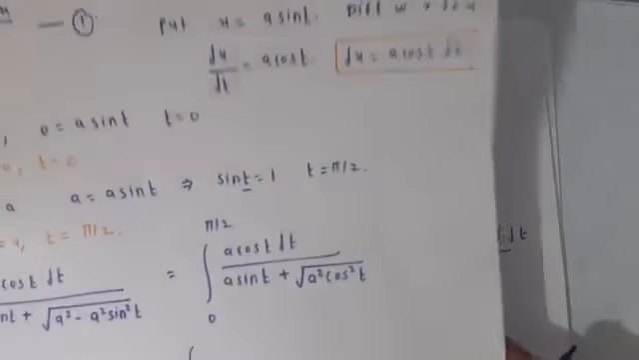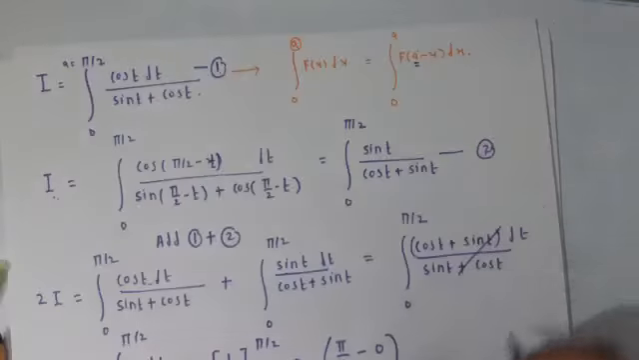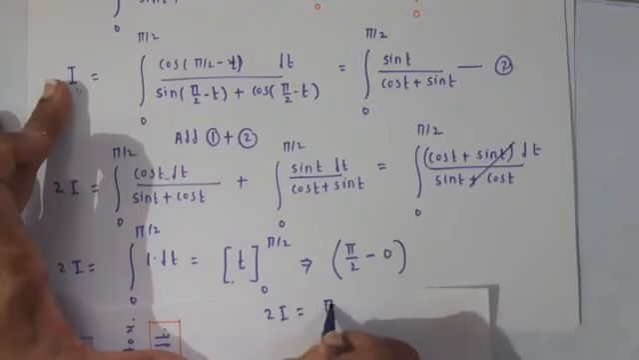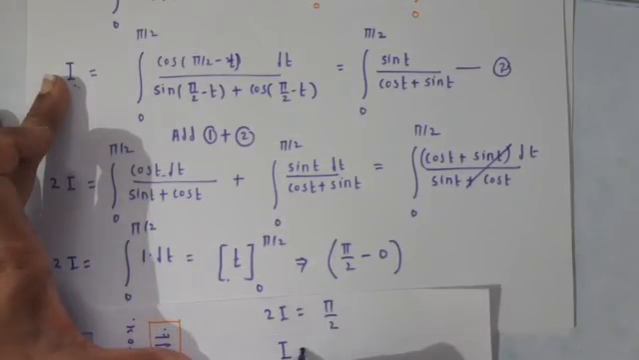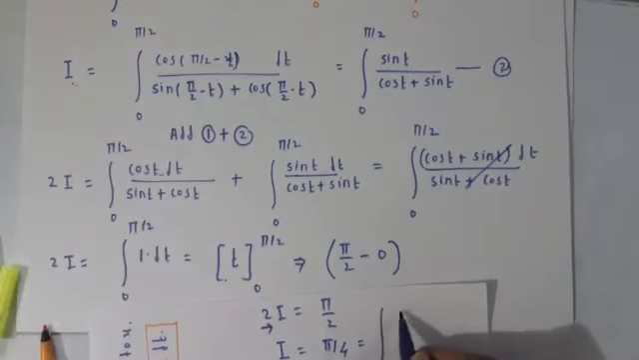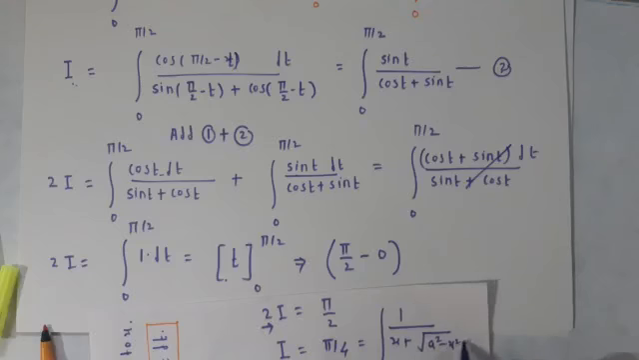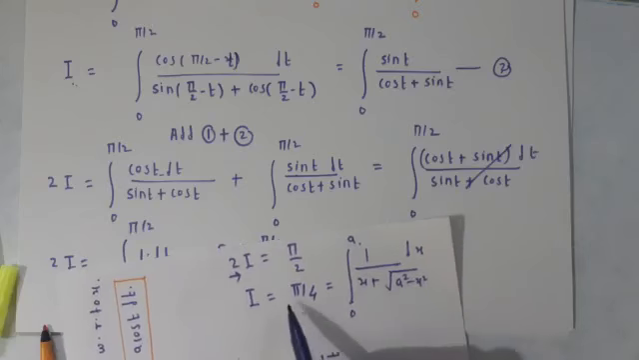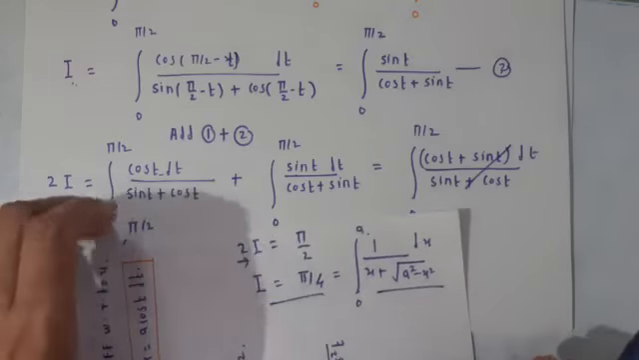hence 2I equal to pi by 2, and therefore integration I equal to pi by 4. Shift this 2 to that side, and this is the integration of 1 upon x plus square root of a square minus x square with respect to x, limits of integration 0 to a. By using the property we have solved the problem, and this is the solution.